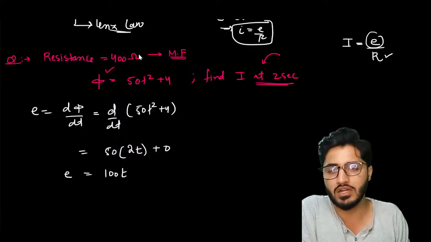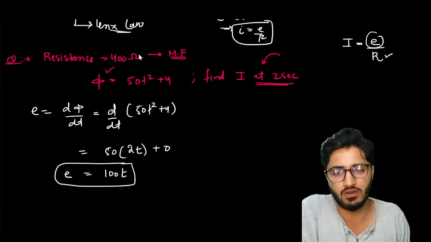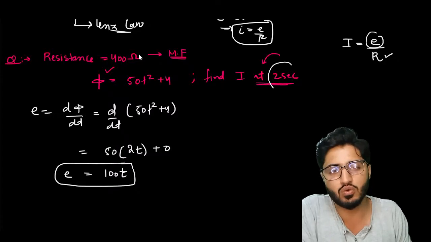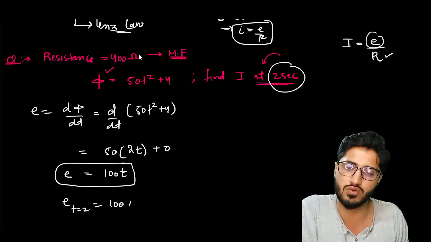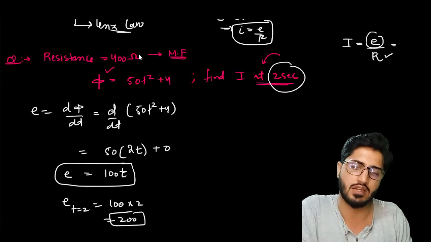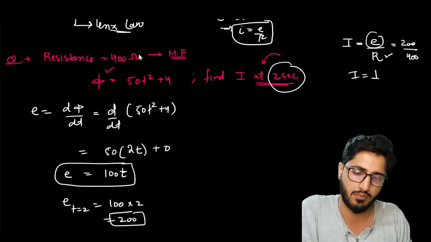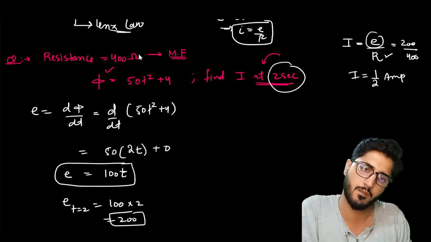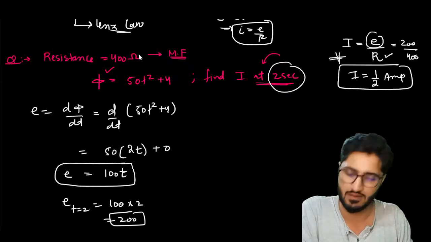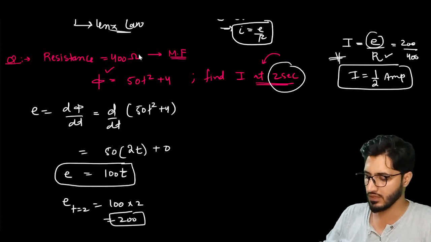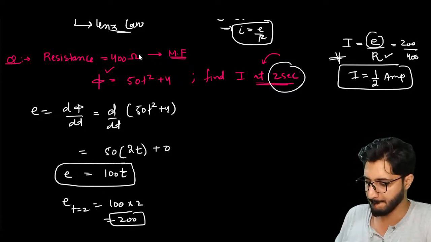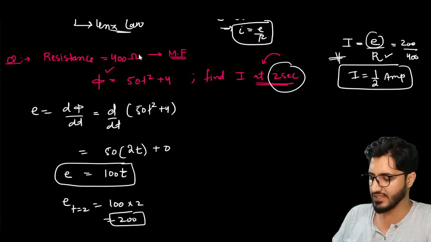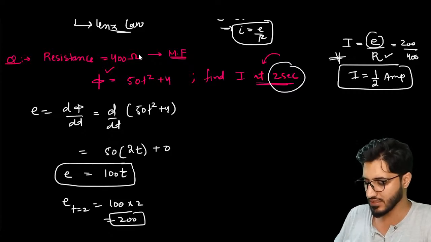Yes, sir. Now I don't know the exact value of it. It is time dependent, but we are given 2 seconds. So can I place t equals 2? Is it 100 into 2, is it 200? So can I write here 200 by 400? My answer came out to be 1 by 2 ampere. Easy or super easy? Very easy things and normal things.